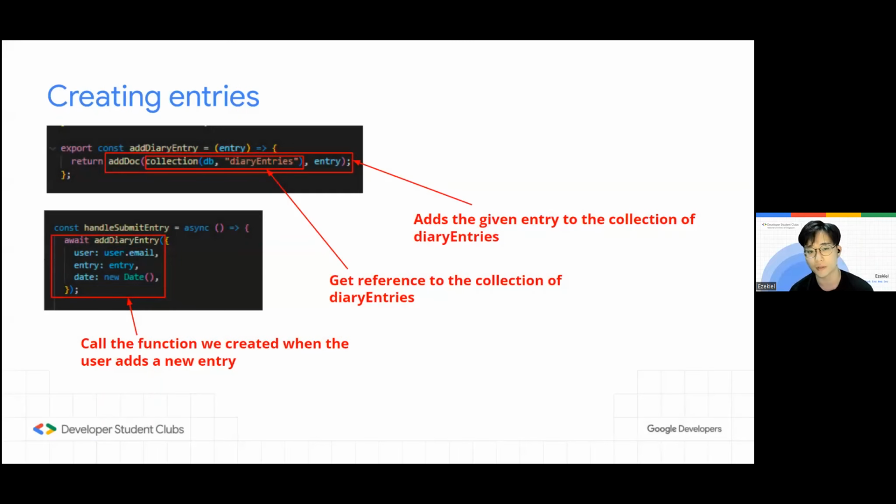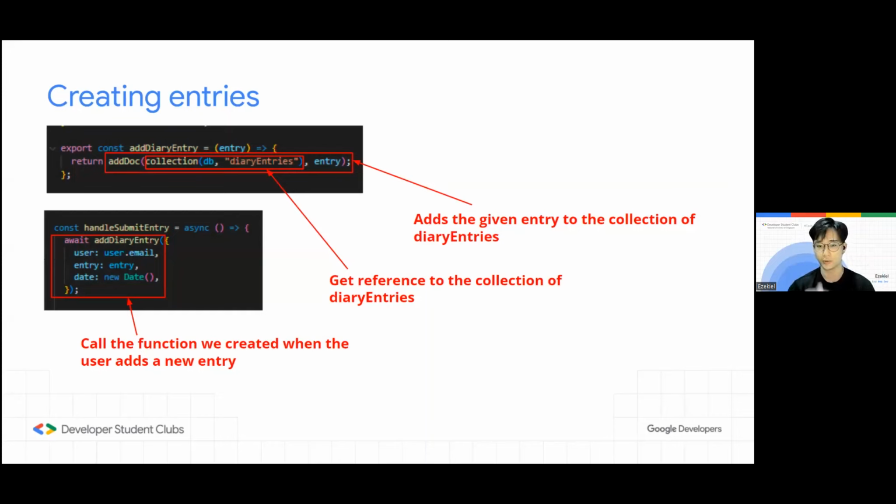So now we know how references work, we can appreciate this a little bit better. What we do is get a reference of the collection from the DB called diary entries. With this reference, we tell Firebase that we want to add a document known as entry into the diary entries collection.